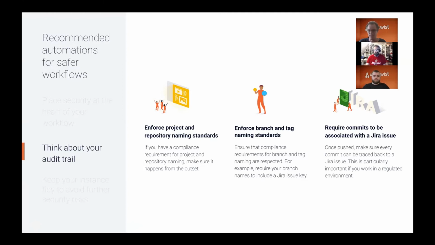You can set it up so that all projects and repositories must follow a certain naming pattern, and you know that from the outset, setting that up, and you can apply that across your entire instance. You can also do this for branches and tags as well. This is particularly useful for naming and standard enforcement for branches, because you can, for example, specify that every branch must include a JIRA issue key in its name.